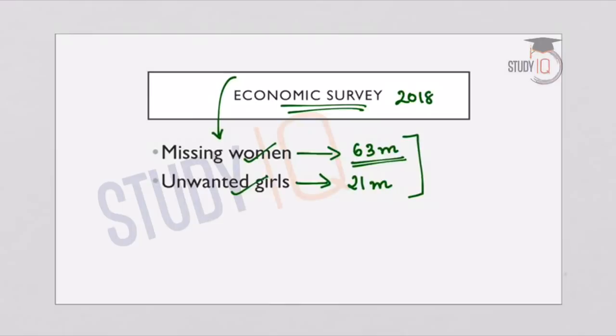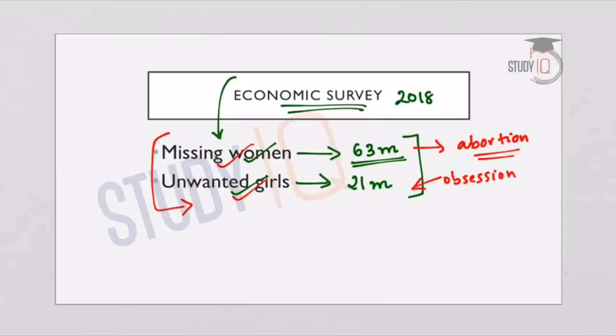The survey itself points out that there are mainly two reasons for this. One is sex selective abortion, which results in missing women, and the second reason is continued obsession with the boy child, and this results in unwanted girls. So these are the two important terms used in the Economic Survey.